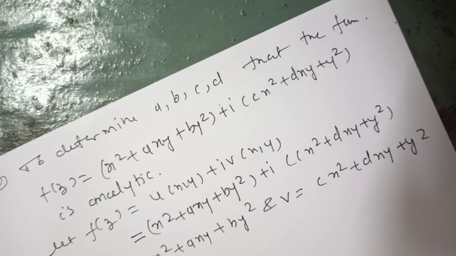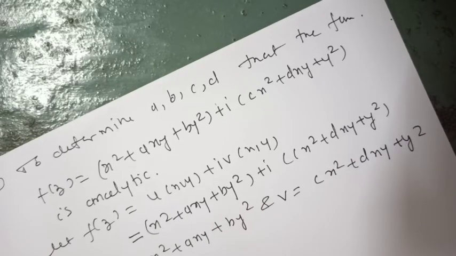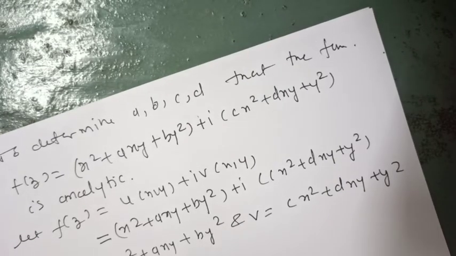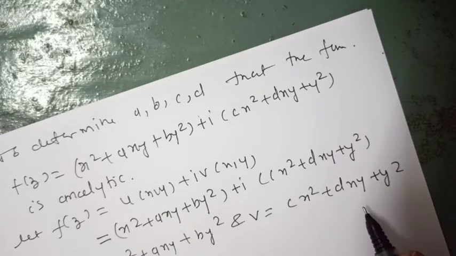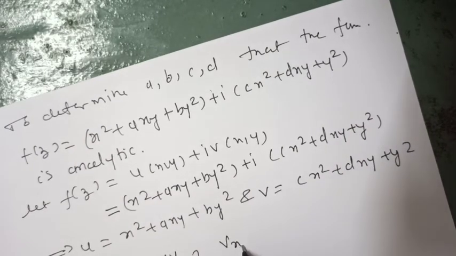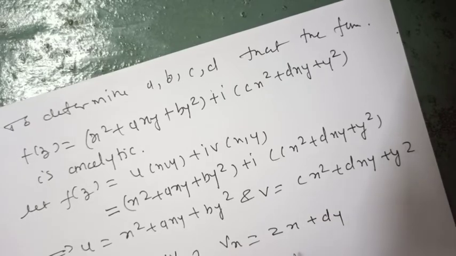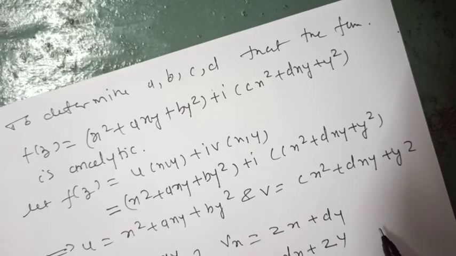Which implies ux is twice x plus ay and uy is twice by plus ax. Similarly, differentiating v with respect to x and y partially, vx is twice x plus dy and vy is dx plus twice y.